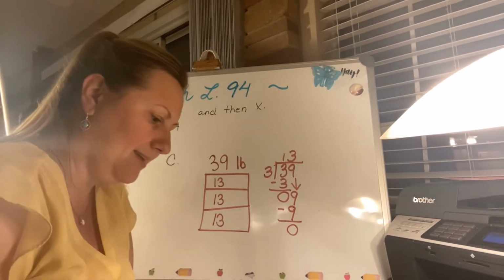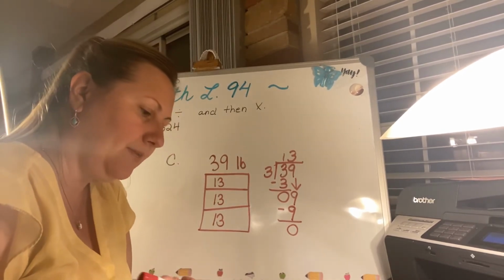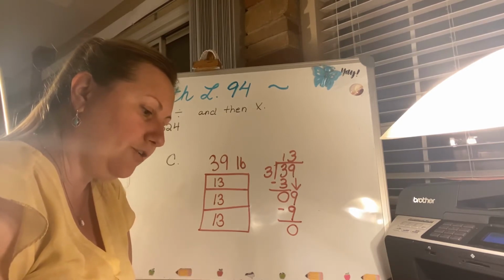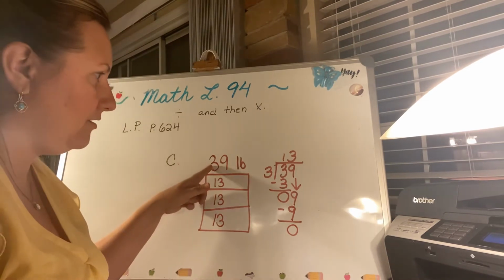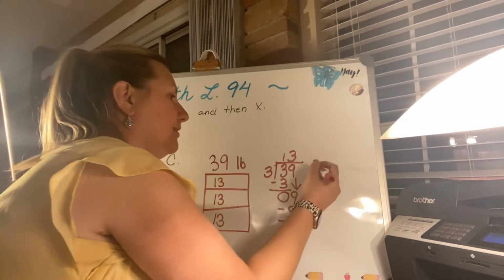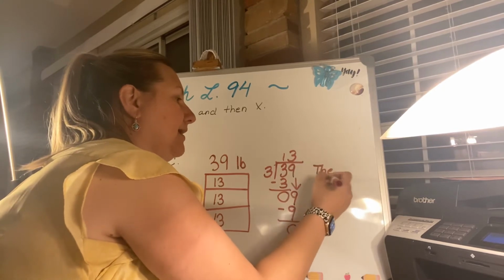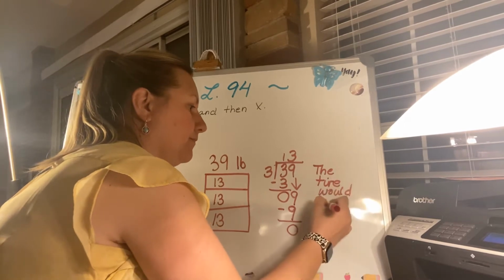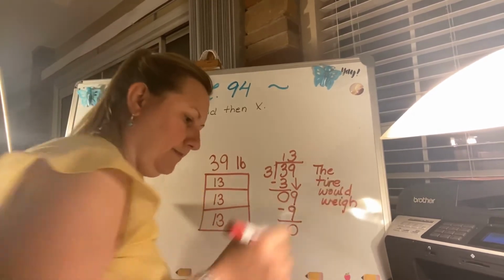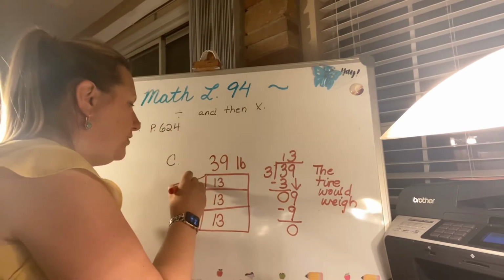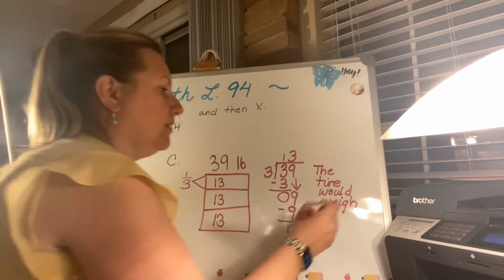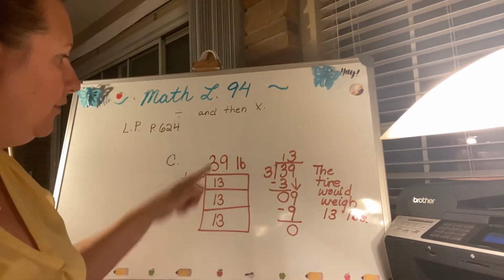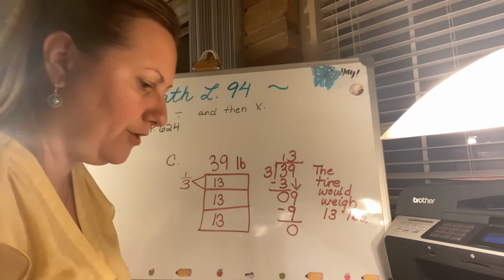Now, did that completely answer the question? Well, let's check. The question was, how much would a tire weigh on Mercury if it weighs 39 pounds on Earth? So the answer is the tire would weigh 13 pounds. Remember, it said 1/3, so we're talking about just 1/3 would weigh 13 pounds. And there you go. 39 on Earth, 13 on Mercury.